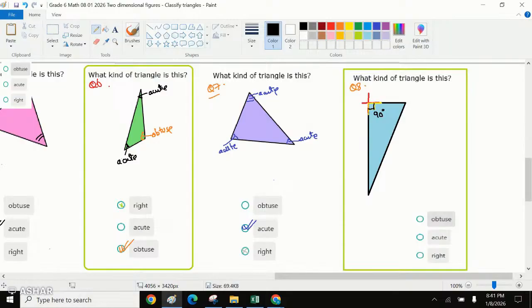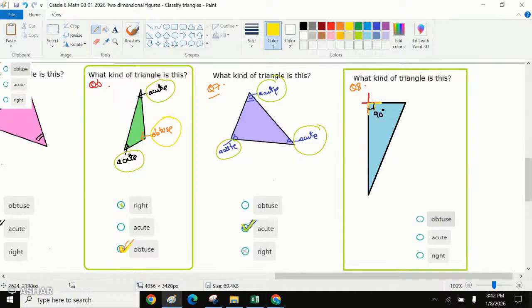Whenever we have a 90-degree angle in a triangle, can this be an obtuse triangle or acute or right? We have 3 options over here. It could be obtuse, acute, and right. And let's look at the previous examples. When all three angles were acute, we said it was an acute triangle. When two angles were acute, but one angle was obtuse, we said it is an obtuse triangle.